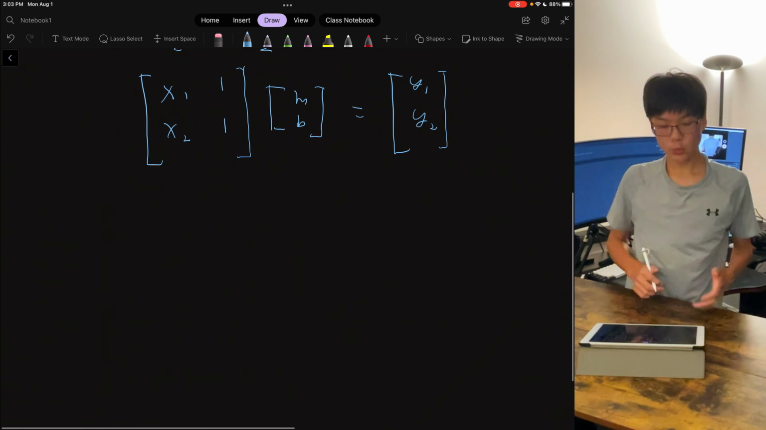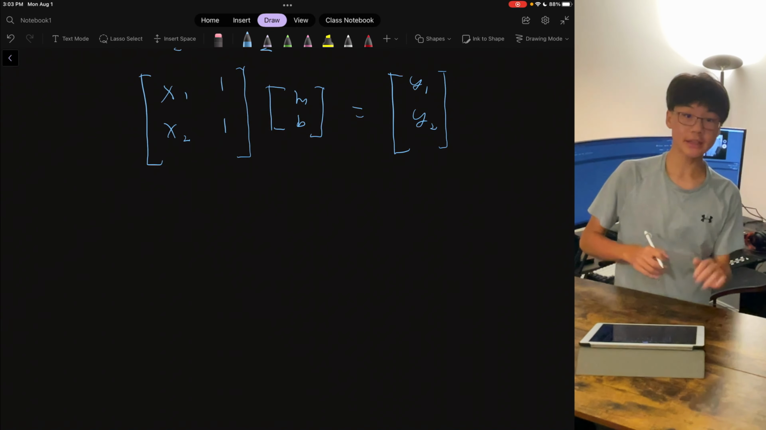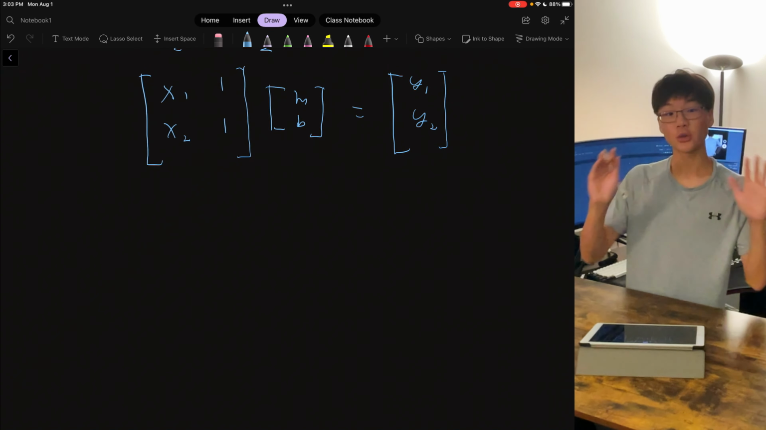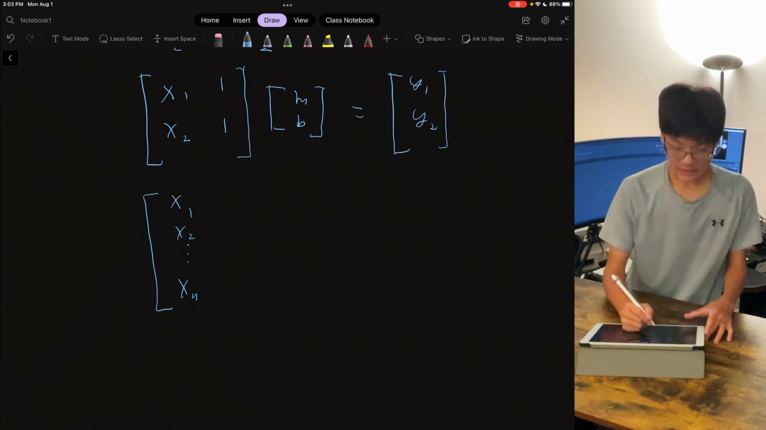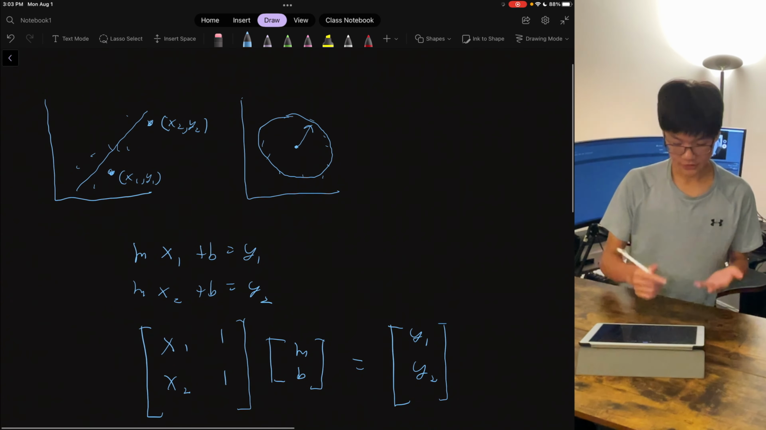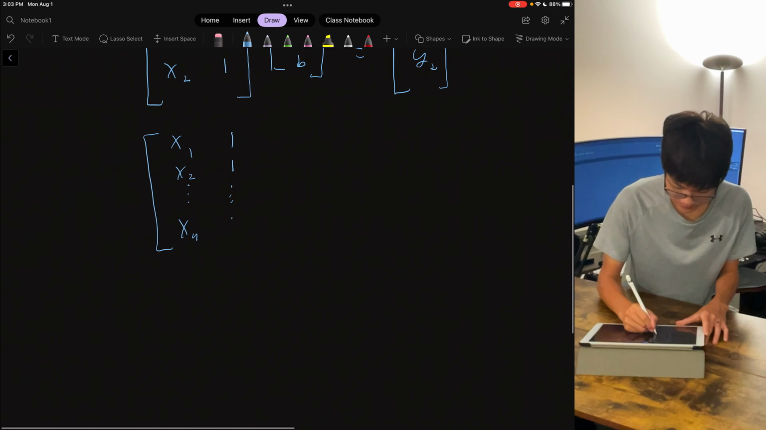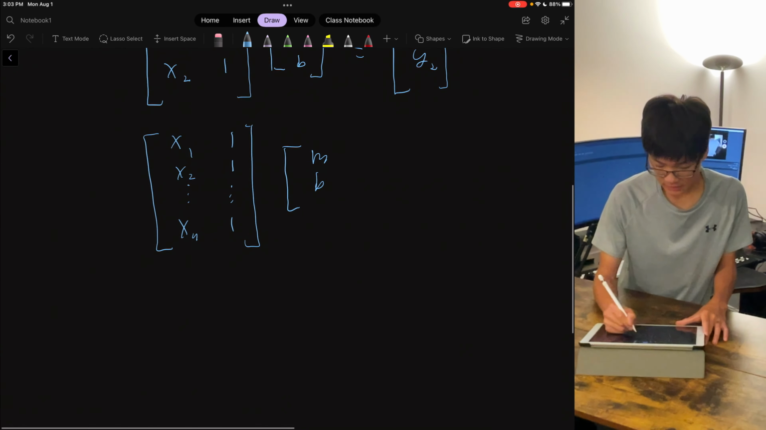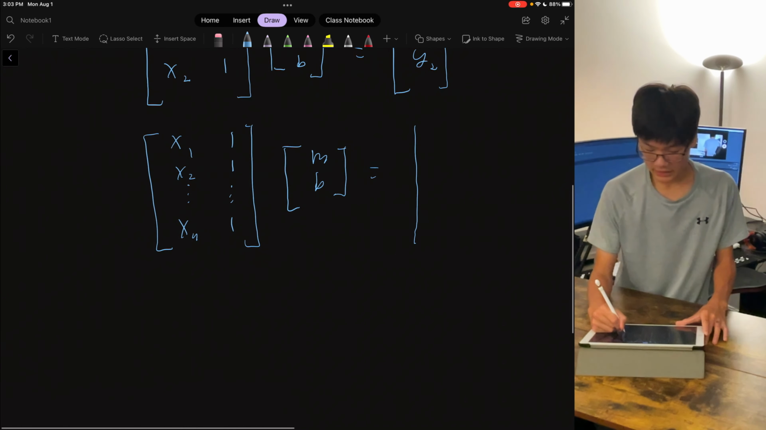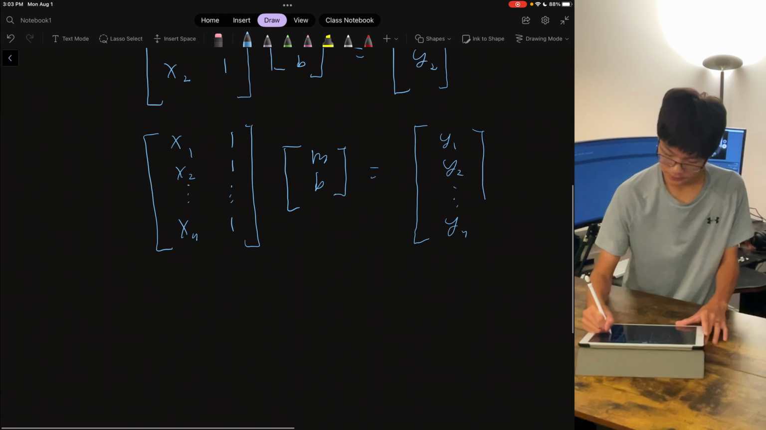Now let's say that we have n data points. So instead of it just being x1 and x2 and y1 and y2, it's x1, x2, x3, all the way to xn, and then y1, y2, y3, all the way to yn. So it looks like this. So x1, x2, all the way to xn, if we have n of these points, and our column of 1s. And this will be matrix multiplied by m and b. And on the other side, we're going to have our y values, so y1, y2, all the way to yn.